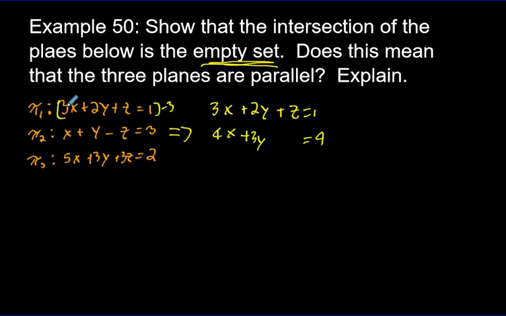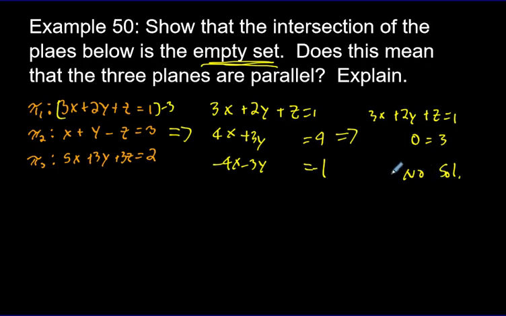So, negative 3 times 3 is negative 9, plus 5 is negative 4x. And then negative 3 times 2 is negative 6, plus 3 is negative 3y. The z's end up canceling. And then I have negative 3 plus 2, which is negative 1, my bad. By adding these two together, I have 3x plus 2y plus z equals 1. And then adding these together, I get 0 equals 3, which is no solution.